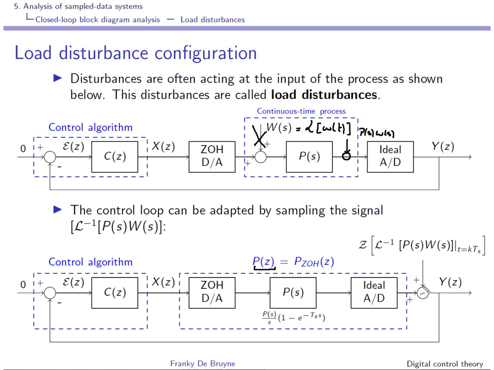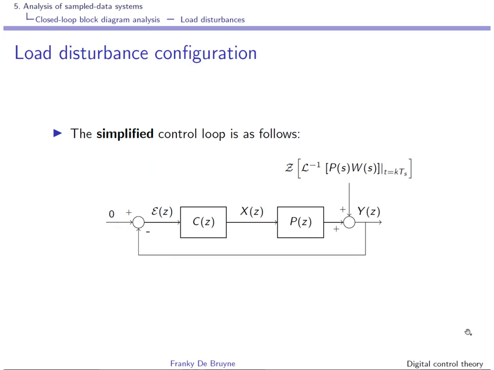Okay, this is kind of annoying because we would like to see them acting over here, and we will see in the next few slides that you can approximate this to have an equivalent discrete time load disturbance acting on the system. Well, this is the simplified control loop we end up with for the load disturbance configuration.